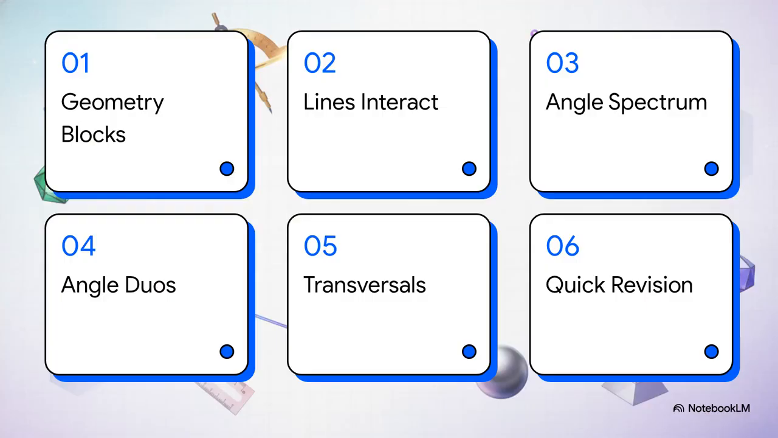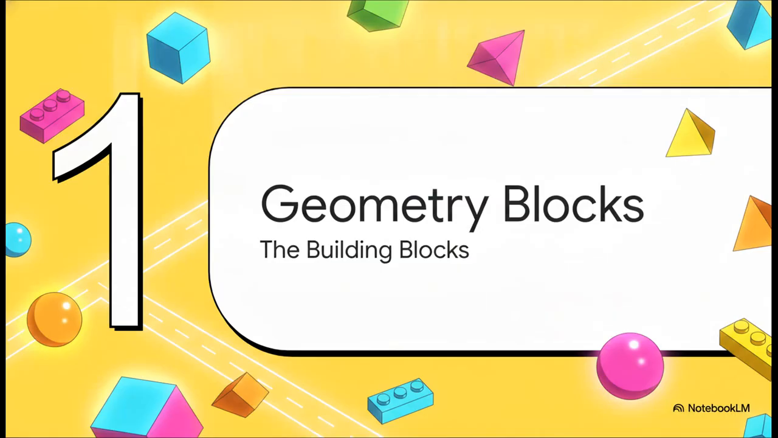So, here is our roadmap for today. First, the geometry building blocks. Second, when lines interact. Third, the angle spectrum. Fourth, dynamic angle duos. Fifth, transversals and parallel lines. And finally, number 6, a quick revision. Let's dive right in. Section 1, the geometry building blocks.